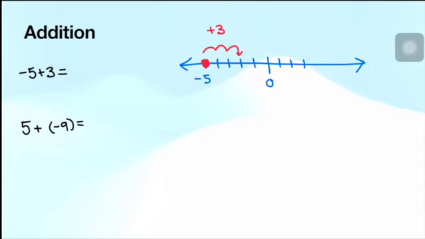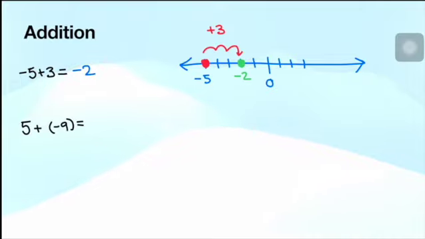If we want to add -5 plus 3, we can think about this operation using the number line. If I start at the number -5, 5 places to the left of 0, and I want to add 3, that just means go 1, 2, 3 places to the right. That takes me to -2. So -5 plus 3 is -2.